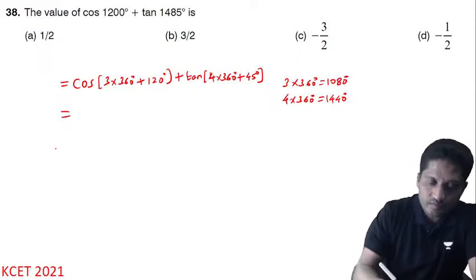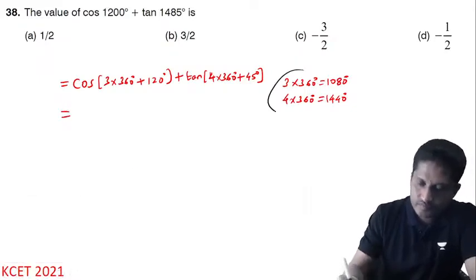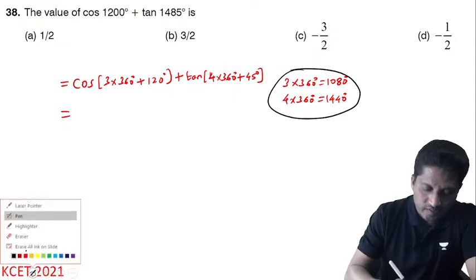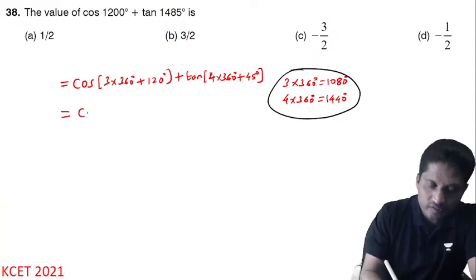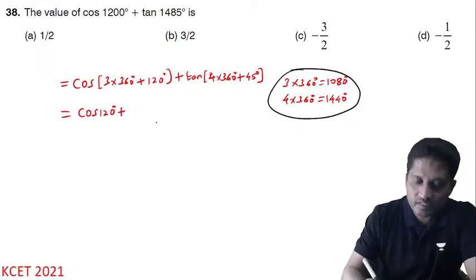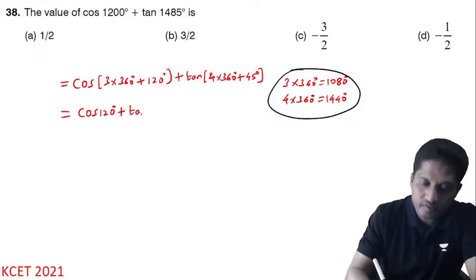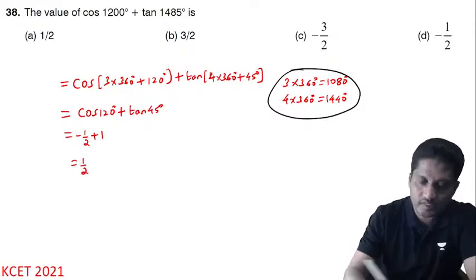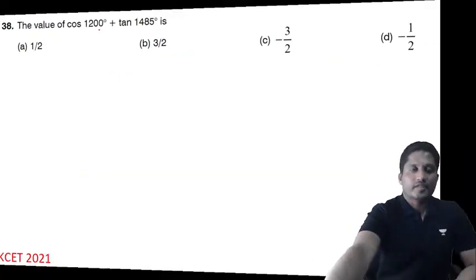Okay, that's equal to 360 plus theta, first quadrant, all are positive. This is cos 120. 360 plus theta, first quadrant, all are positive. This is tan 45. Cos 120 is minus half and tan 45 is 1. 1 minus half is half. Answer is option A. Let's move to the next question.